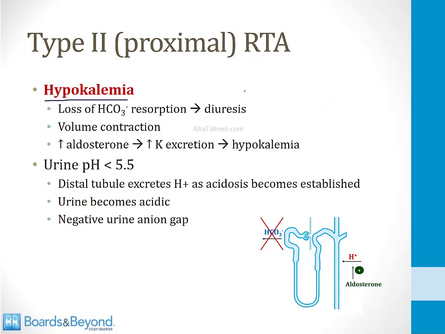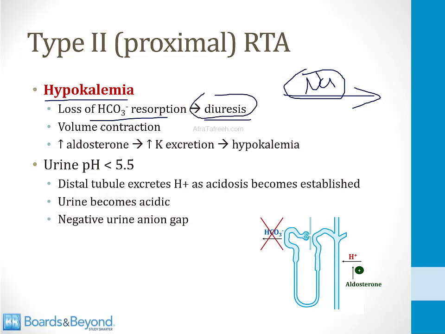So why does this happen? Well, anytime the proximal tubule loses bicarbonate reabsorption, that leads to diuresis. The reason for this is because the proximal tubule reabsorbs sodium together with bicarbonate. So if it's not reabsorbing bicarbonate, it will also not reabsorb sodium. Sodium will go out in the urine and take water with it, and that will lead to diuresis. Because of the diuresis, there's contraction of the volume, and anytime the volume in the body contracts, this activates the renin-angiotensin-aldosterone system. Increased aldosterone leads to increased potassium excretion, and that leads to hypokalemia.